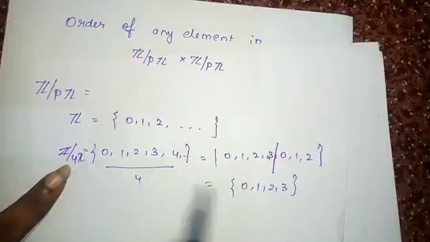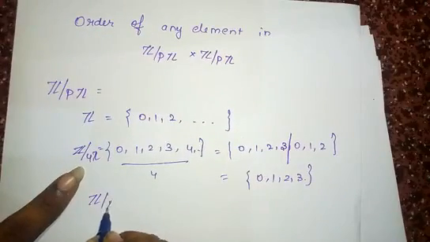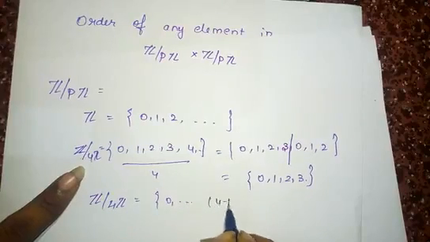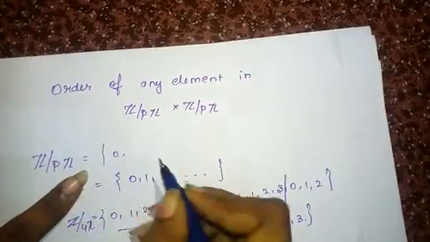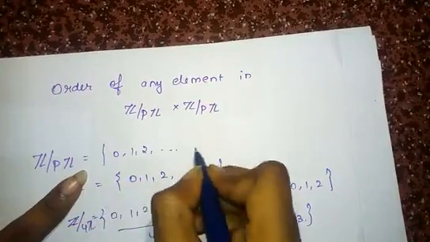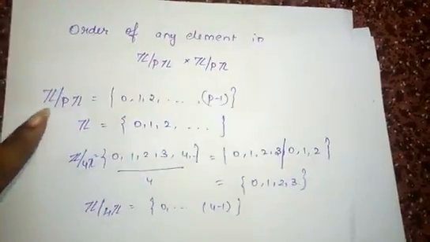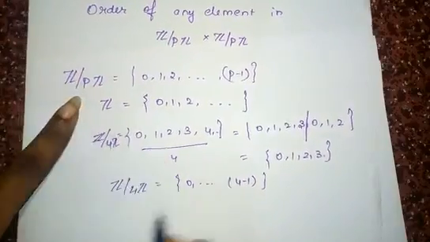That is, Z modulo 4Z equals 0 to 4 minus 1. Similarly here, 0, 1, 2 to P minus 1, where here it is Z modulo PZ.